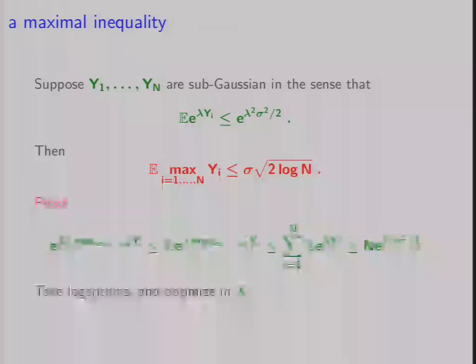Is this a good inequality? This is very good. Because in fact, if you take independent Gaussian random variables, independent standard normals, standard normal means that the expected value of e to the lambda times y equals e to the lambda squared divided by 2. So if you have independent standard normal random variables, then you can prove that this is asymptotically the correct answer. Okay? So this is not improvable. The nice thing in this inequality is that here we don't need Gaussianity, just sub-Gaussianity, and we don't need independence. These are completely arbitrary random variables.